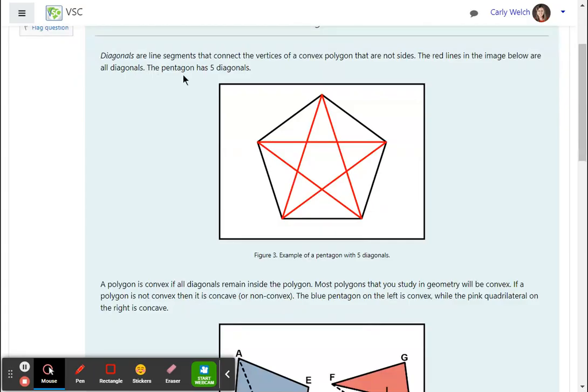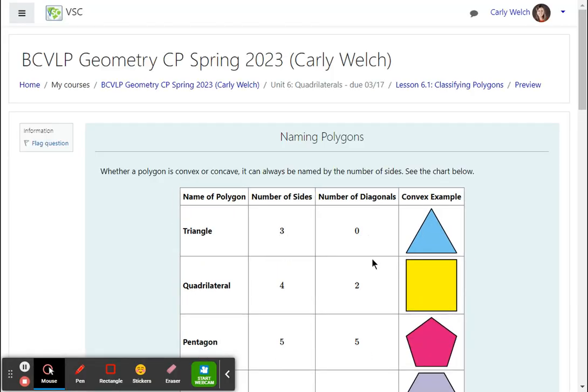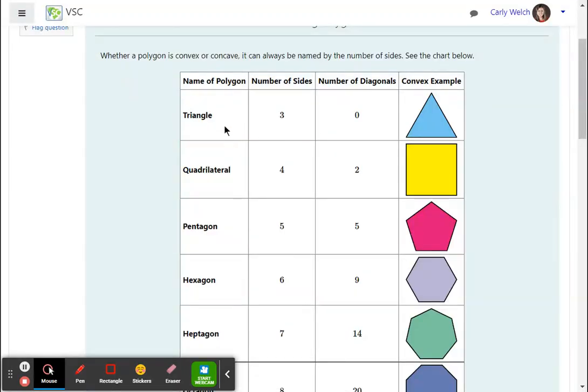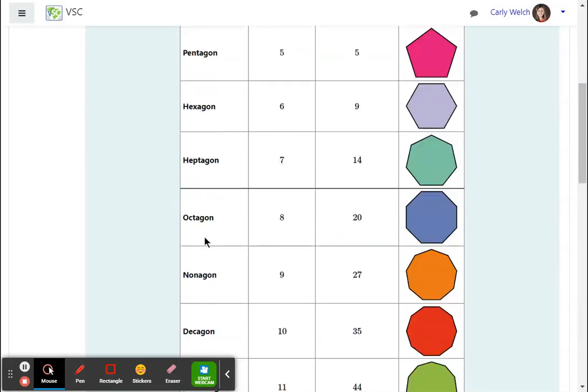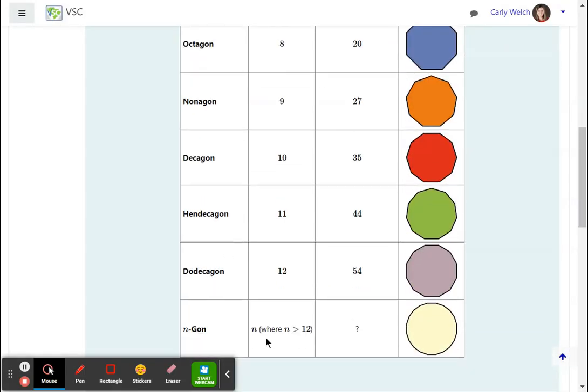All right, so diagonals are line segments that connect the vertices of the convex polygon that are not sides. So each of these red lines are diagonals. A polygon is convex if all diagonals remain inside the polygon. So if you take a line from F to H and this line is outside, that makes it concave. Some examples of convex polygons: triangle, quadrilateral, pentagon, hexagon, heptagon, octagon, nonagon, decagon, hendecagon, dodecagon, and then n-gon.